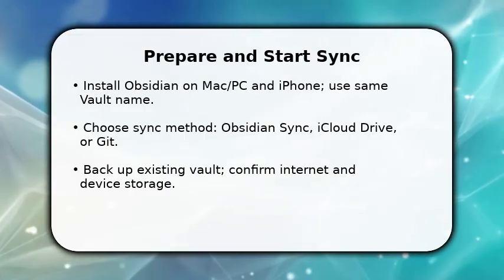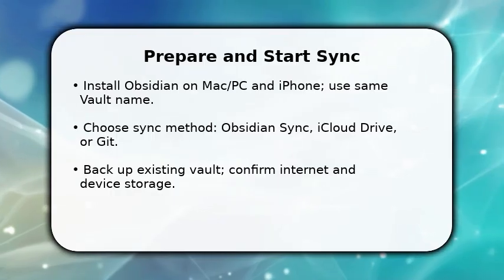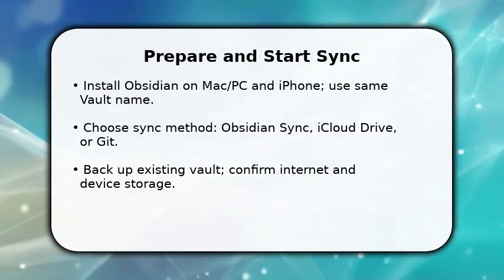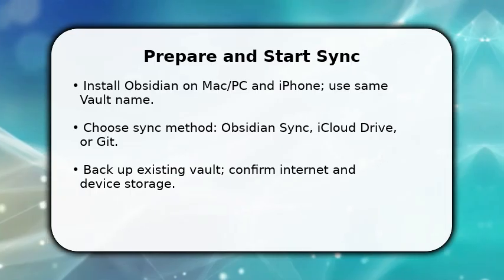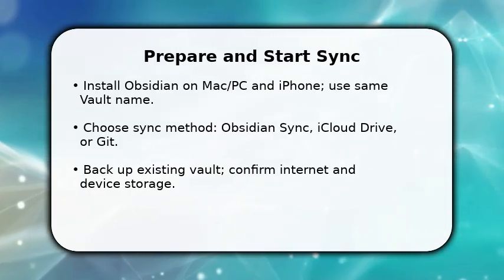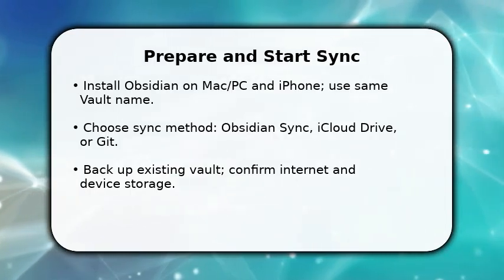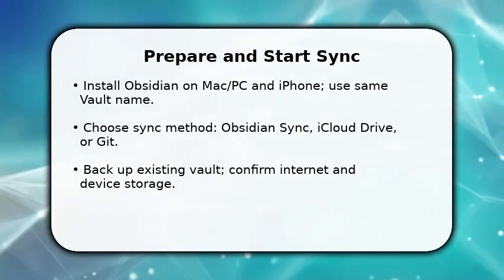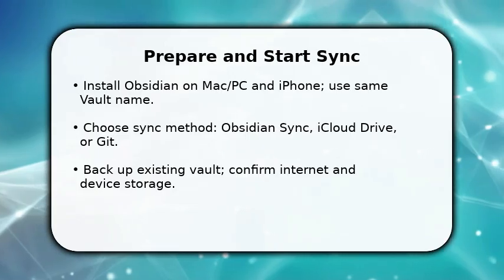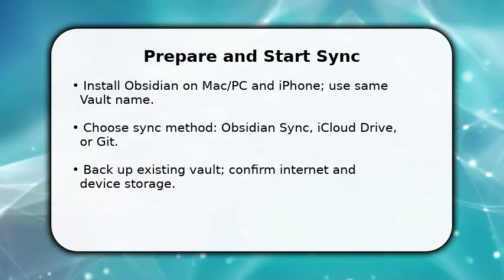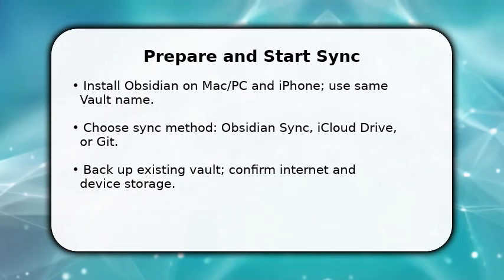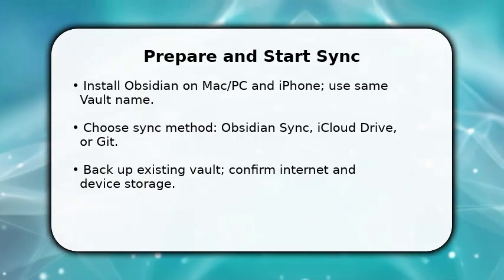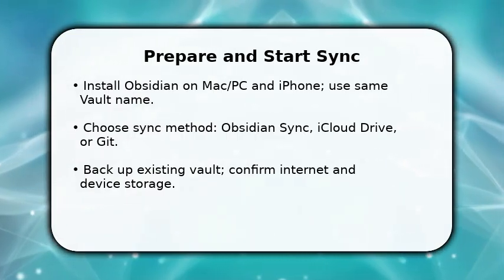You'll begin by preparing your vault and choosing a sync path. First, make sure Obsidian is installed on both Mac/PC and iPhone and back up the vault now. Next, decide between Obsidian Sync for end-to-end encryption, iCloud Drive for native Apple syncing, or Git for version control. Once chosen, enable the service on your desktop. Create or select the vault to sync. This setup frees you from conflicts later and ensures you can continue.